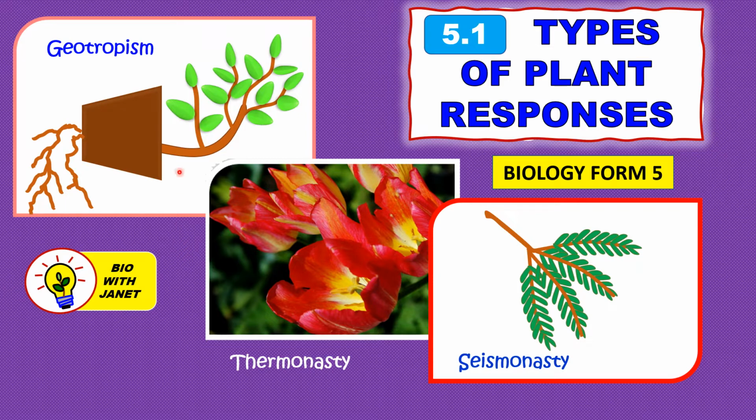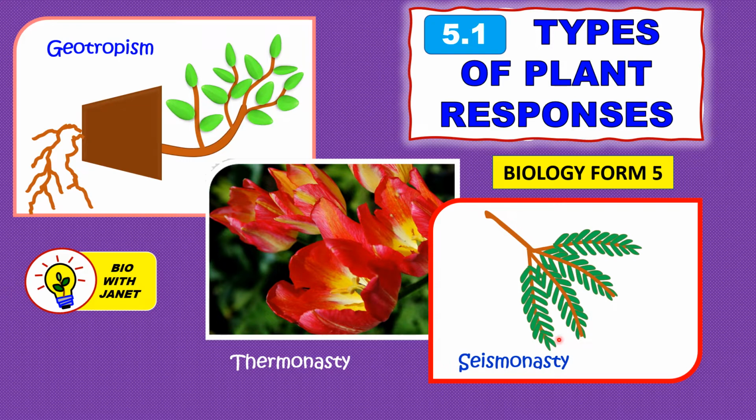An example of plant response is that the roots of a plant always grow downwards in the direction of gravity, and this is called geotropism. In thermonasty, tulips open when the temperature increases and close when the temperature decreases.